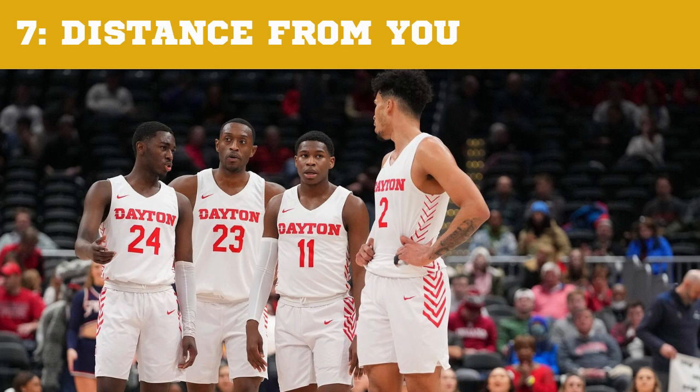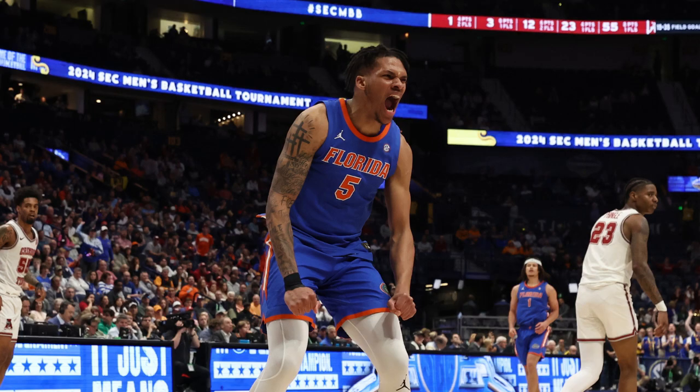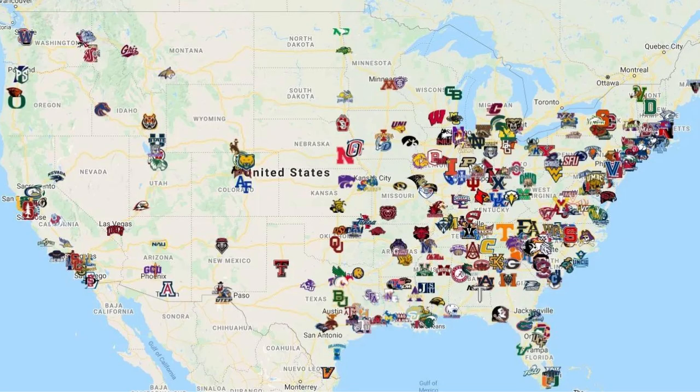Number 7, just pick teams based on how far away they are from you physically. Like, is Dayton, Ohio closer to you if you live in Kentucky? Or is Gainesville, Florida? Maybe the answer will surprise you. This can be kind of a fun way to get better at geography while also picking a March Madness bracket.